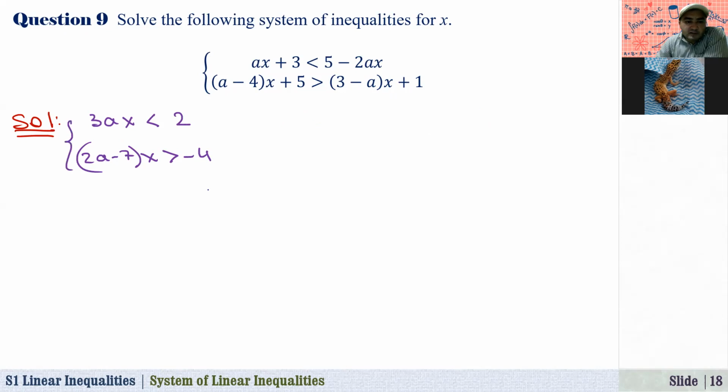Okay, so let me simplify further the first one. Okay, actually, even I don't have to do that. So here we have 3a, right? And here we have 2a minus 7. Okay, so how do we actually solve this inequality?